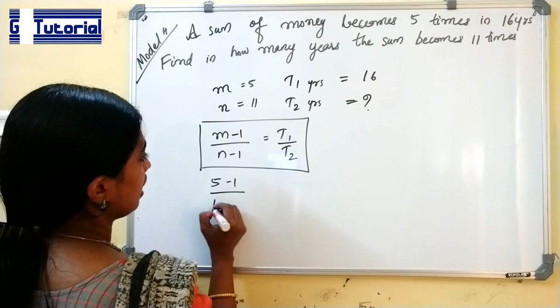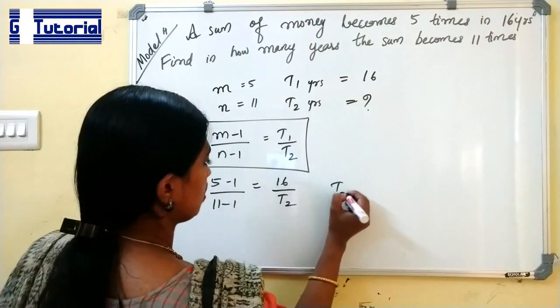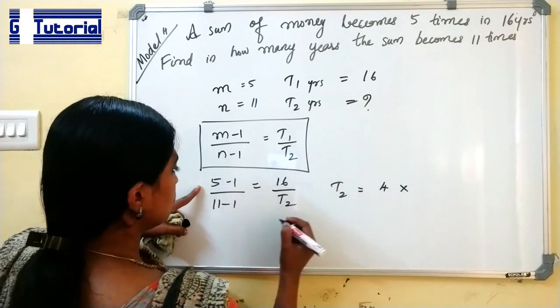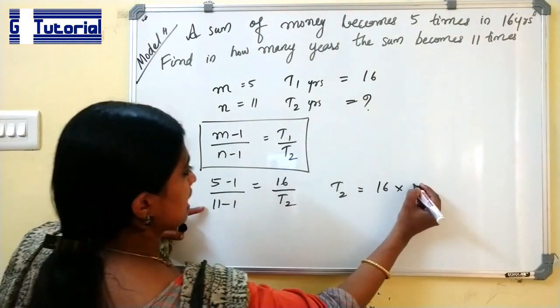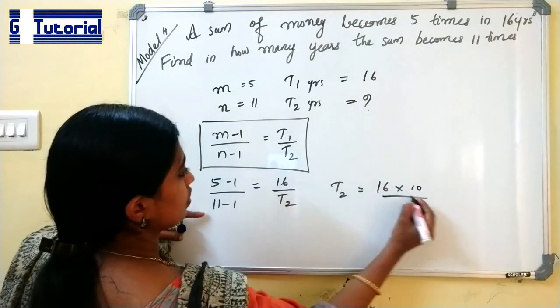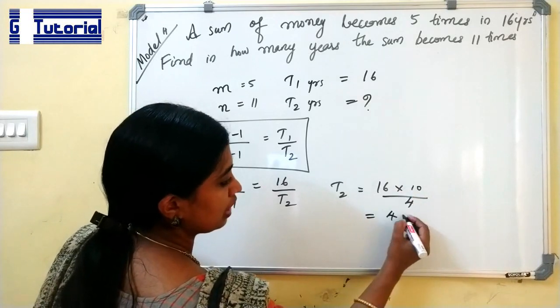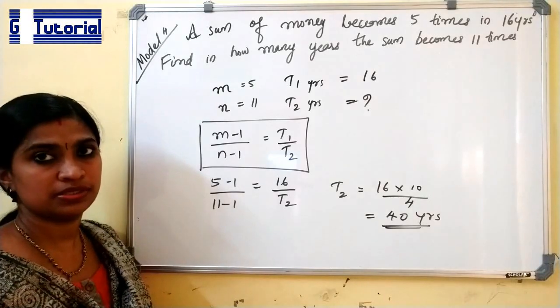(5 minus 1) by (11 minus 1) is equal to 16 by T2. So T2 is equal to 16 into (11 minus 1), which is 10, divided by (5 minus 1), which is 4. 4 and 16 get cancelled. So 4 into 10, 40. In 40 years time, the sum becomes 11 times.